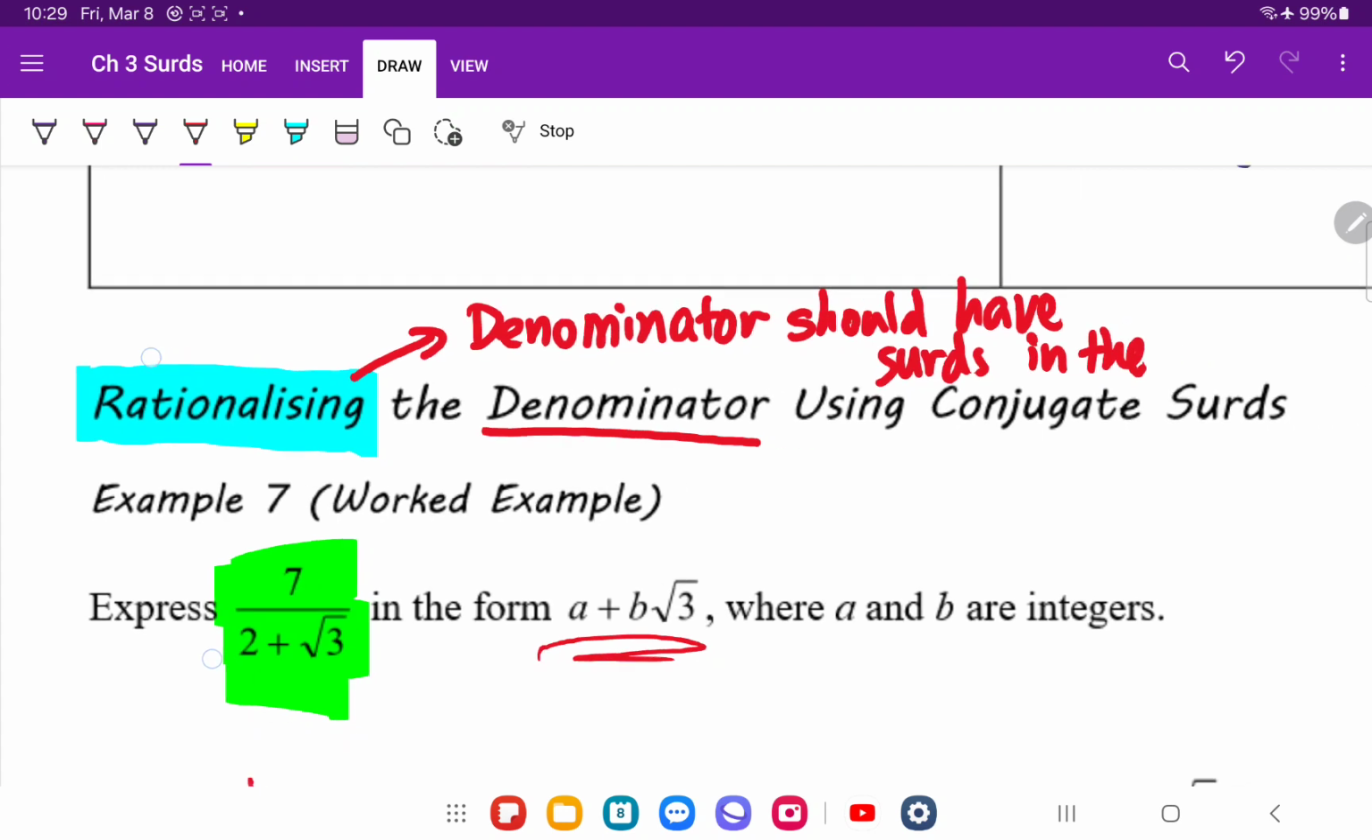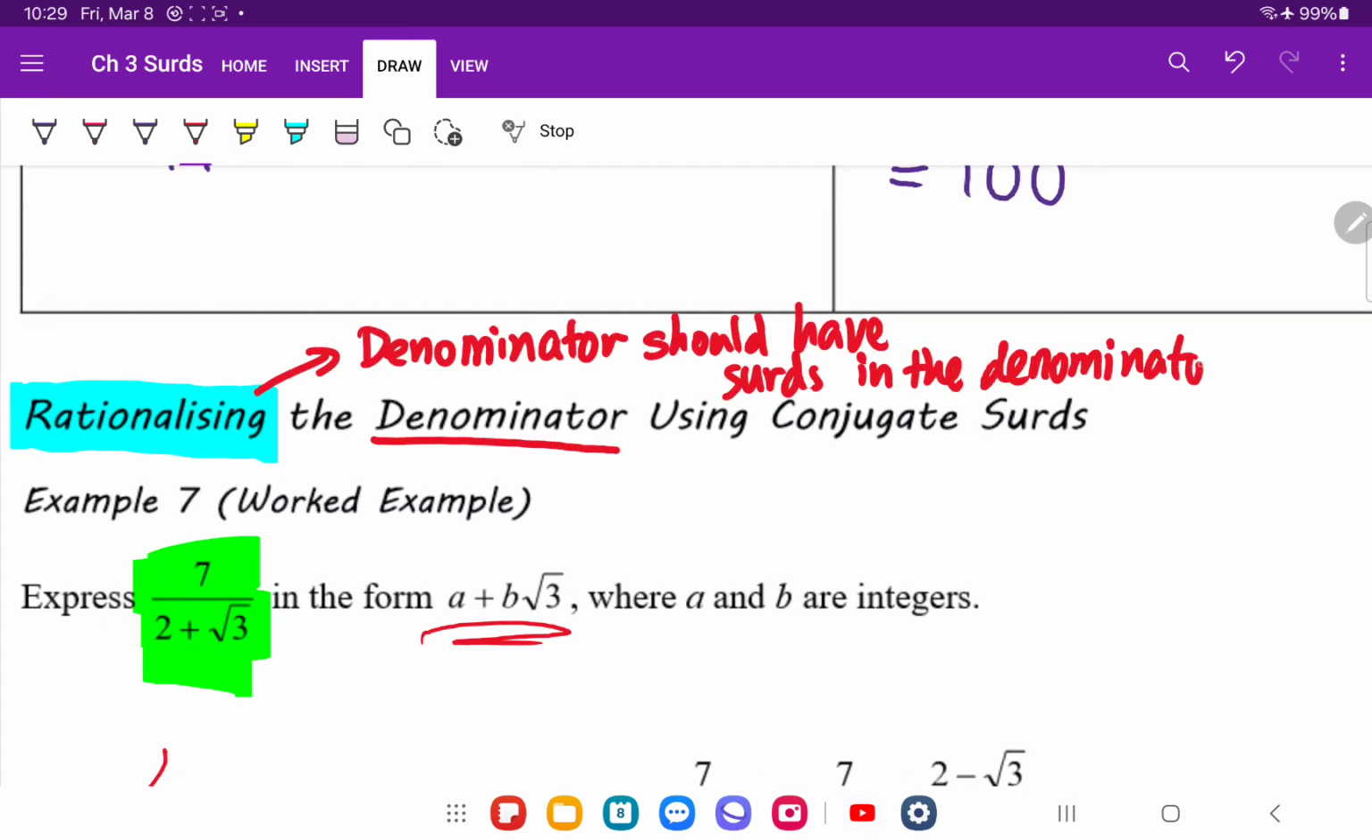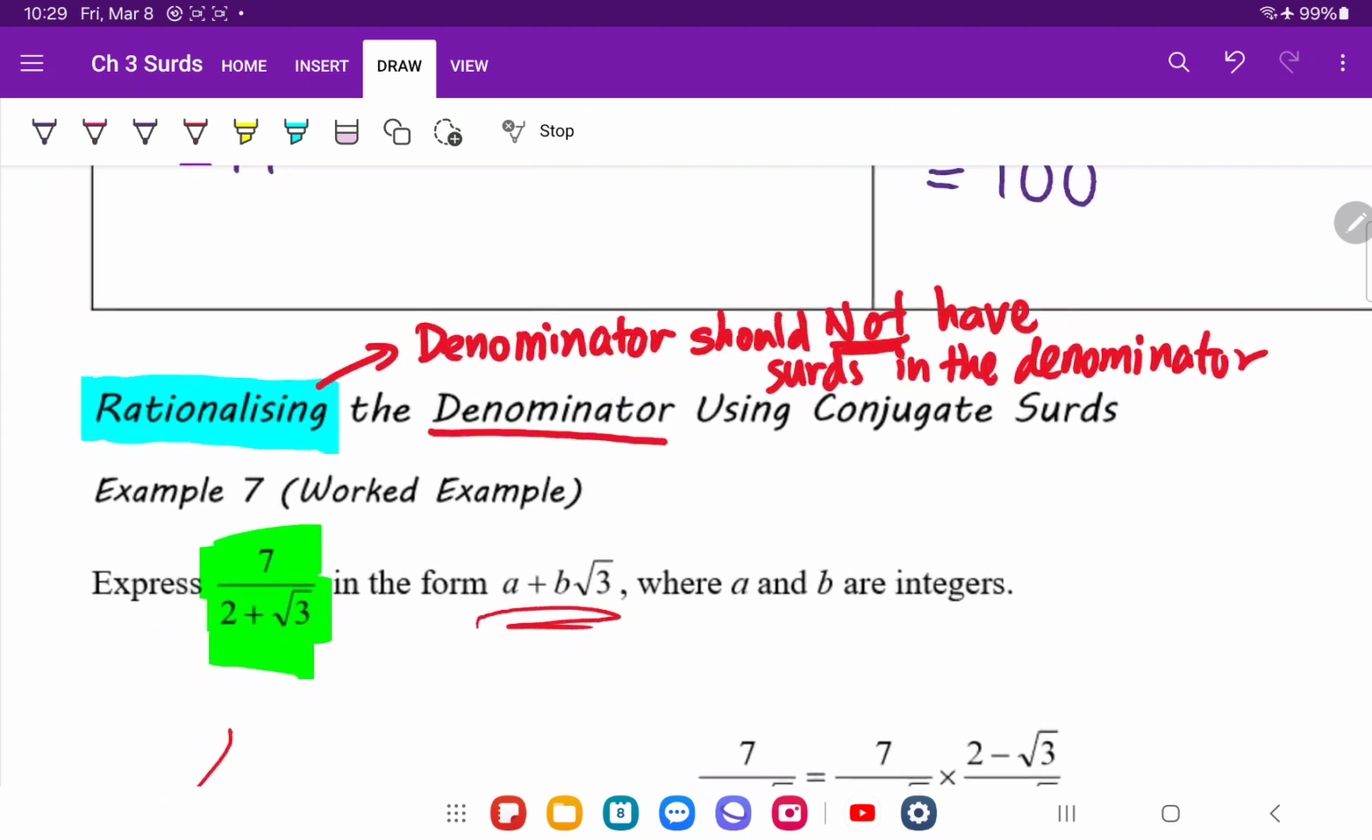So how do we do this so that there are no more surds in the denominator? I missed out one word. Should not have surds in the denominator. Now, which technique helps us to ensure there are no more surds? This one. This is the technique that enables us to do something until there are no more surds. Are you all looking at the board with me? This is the technique. We are going to do conjugate surds over and over and over and over today.